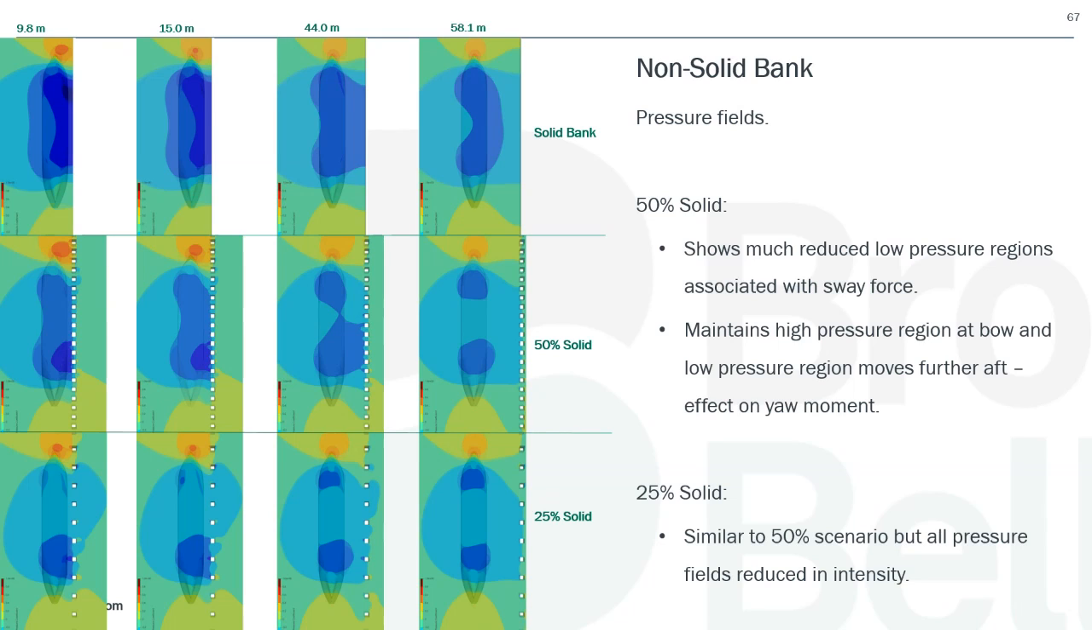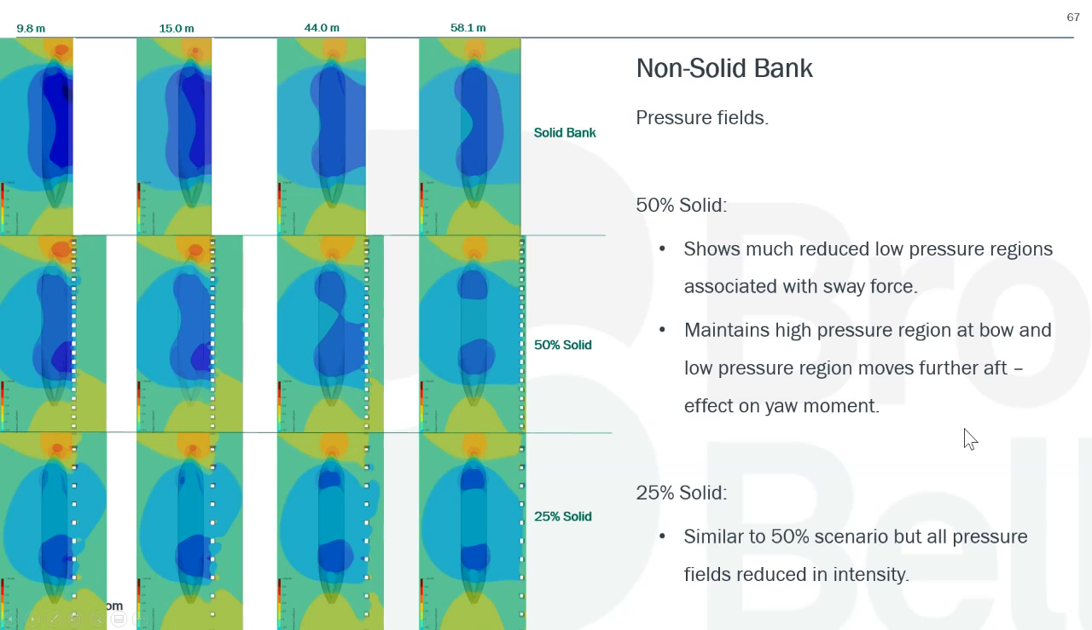So if we look at the far left column, the 9.8 meter gap, and we look at the 100% solid gap in the far top left, you have this high, deep blue region towards the forward of the vessel at the side here. But as we look at the 50% solid case, the deeper blue region is more towards the aft. It's not the same position. So things are kind of changing. It's not exactly the same, even though it's reducing.